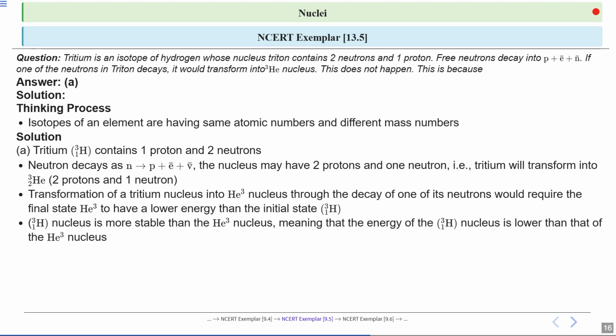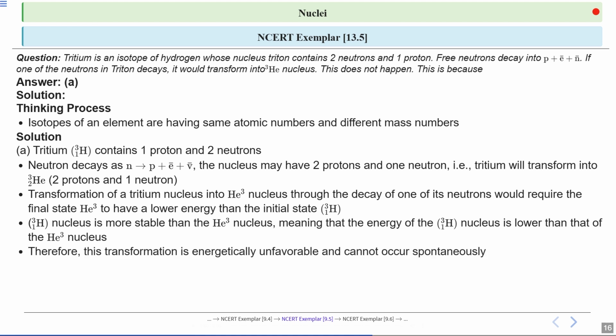In tritium, a neutron decays into a proton, electron and antineutrino. This would turn it into a helium-3 nucleus. But this doesn't happen because tritium is more stable than helium-3, meaning its energy is lower than that of helium-3 nucleus. So tritium is more stable than helium-3 nucleus, so the decay doesn't happen. Energy-wise, tritium has lower energy, making the transformation unfavorable, and it cannot occur spontaneously.